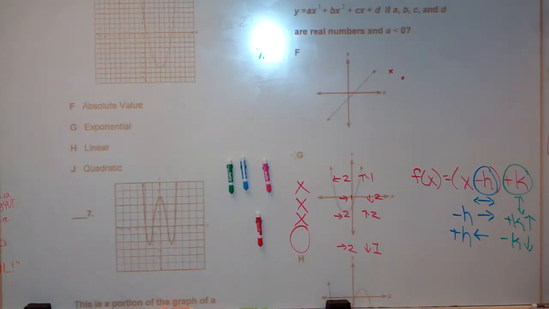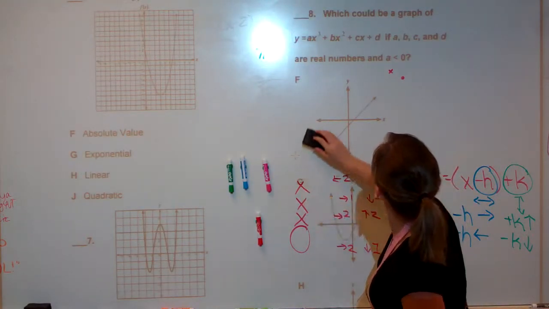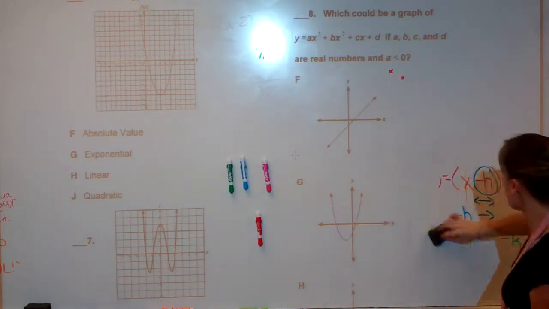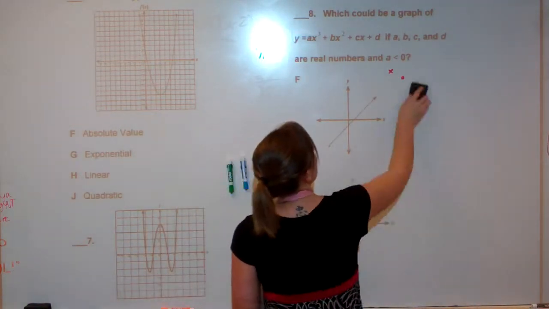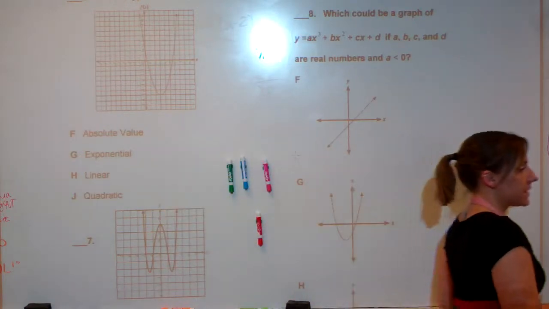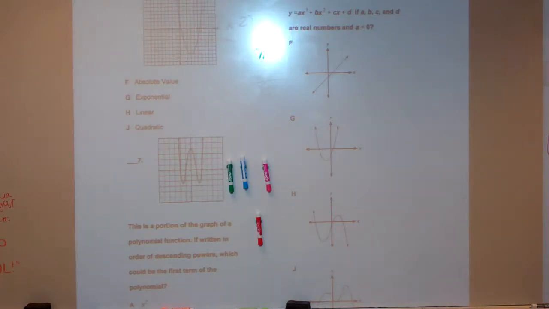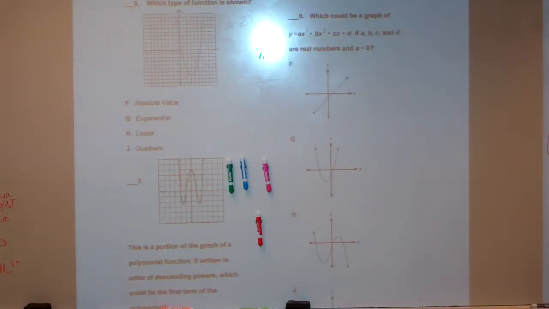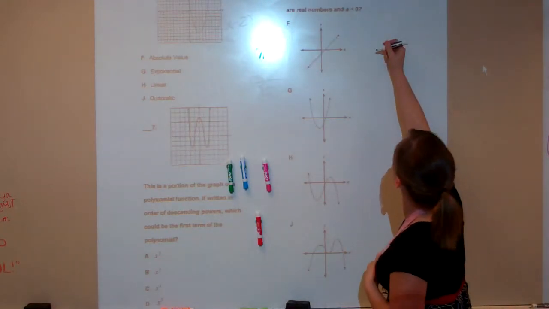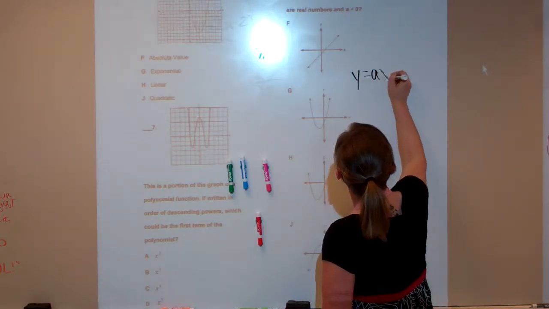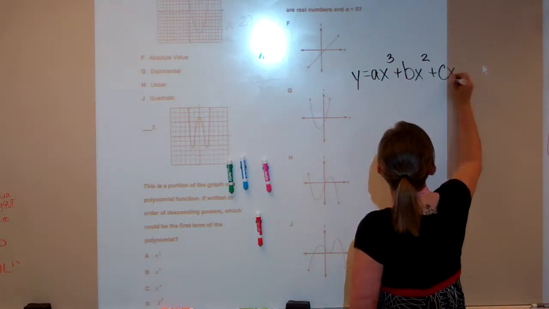Some people had some questions about this one, number 8. All right, it says, which could be a graph of? Well, remember, look carefully at it. Let me make it a little bit smaller, that way we can see all of the graphs. All right, one more. All right, so it says y equals ax to the third plus bx squared plus cx plus d.